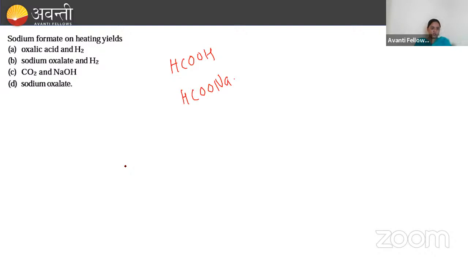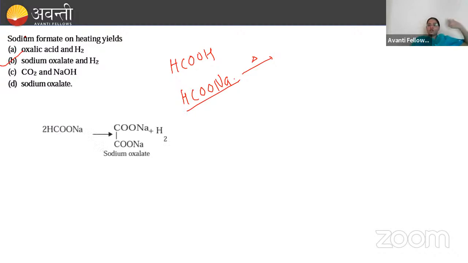Yeah, इसको heat करो. Sodium formate on heating yields sodium oxalate and H2. तो इसको हीट करेंगे हम लोग. If we heat this molecule, there is a formation of sodium oxalate and water. Sorry, not water, sodium oxalate and H2. That is our option, option B.